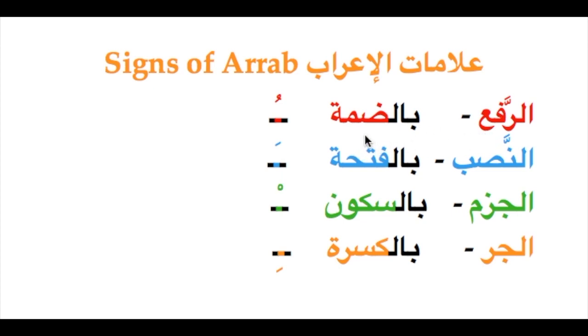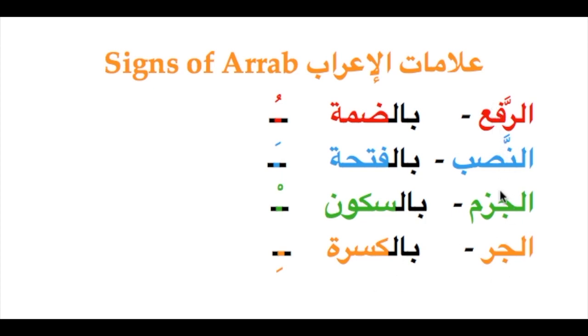Al-rafa' happens with the dhamma. Dhamma is this one. Remember, we learned it in lesson 2, the harakat. Now, al-nasb happens with the fatha. Nasb bil fatha. You use the fatha to indicate nasb. This is what it looks like. The sukoon is for the jazm, and al-kasra is for the jar.